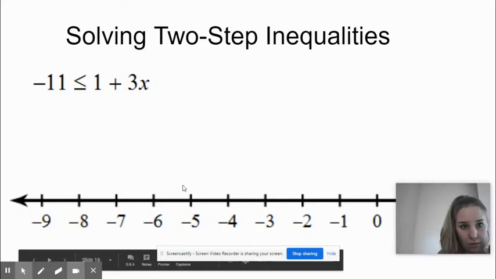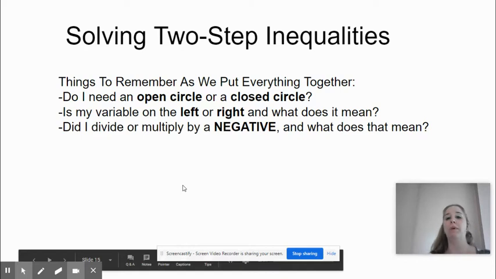Hello. Oops. So there we go. All right, two-step inequalities. That's what we're talking about.